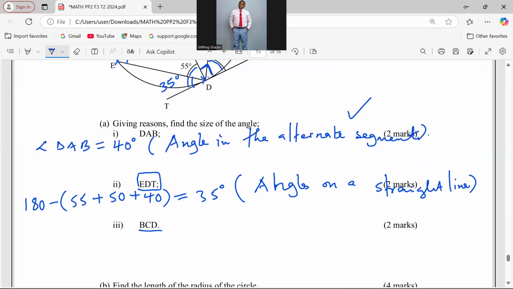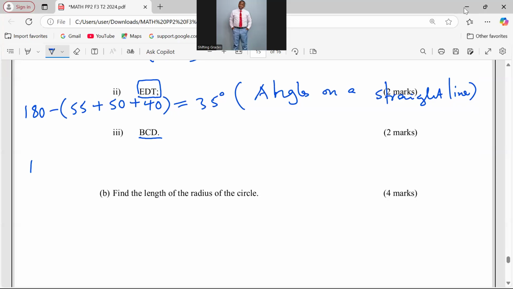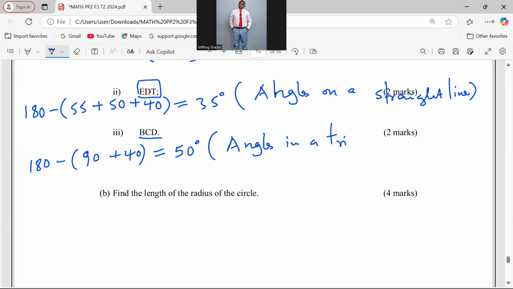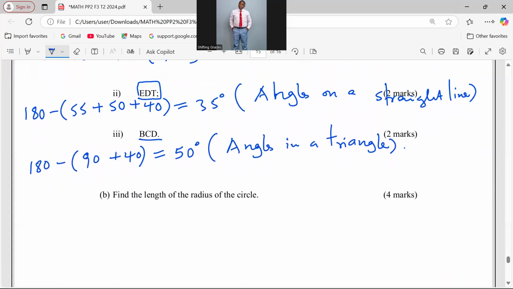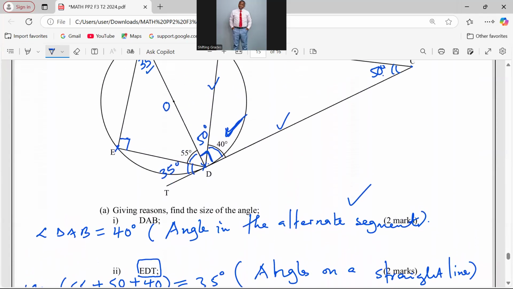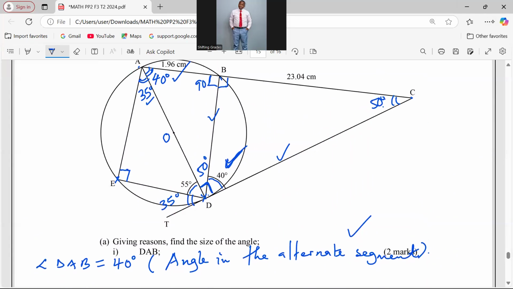So we can say that the angle here is going to be 180 minus the provided angles, which are 90 and 40. This will give us 50 degrees, angles in a triangle. So that is all about the angles that the examiner demanded. We have calculated them.